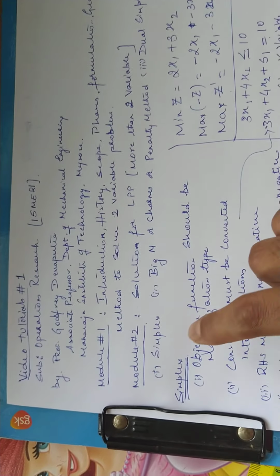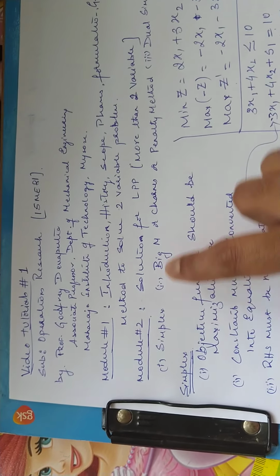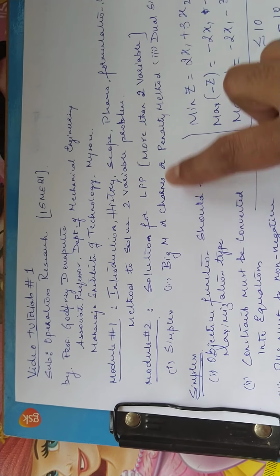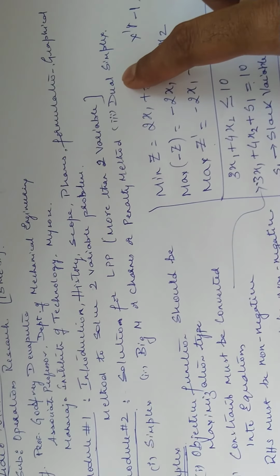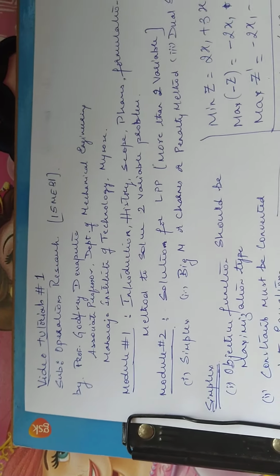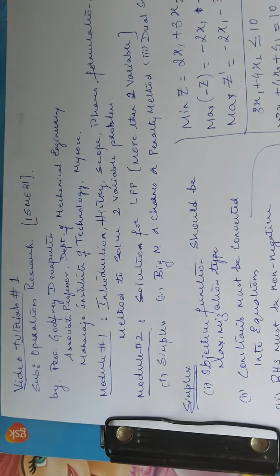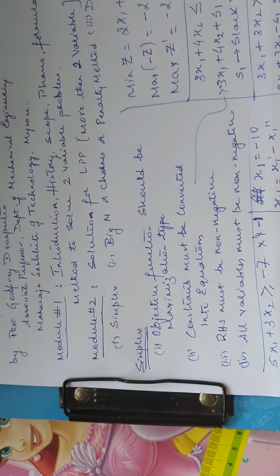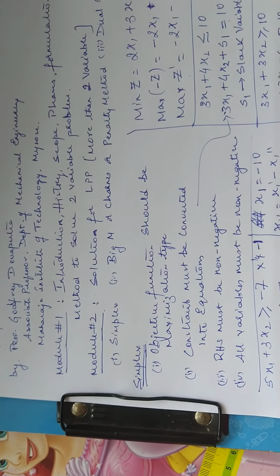To do so, we have three methods. One is the simplex method, the other one is the big M or the penalty method, and the third one is the dual simplex method. The simplex method was coined by Mr. George Dantzig and his team in 1947.